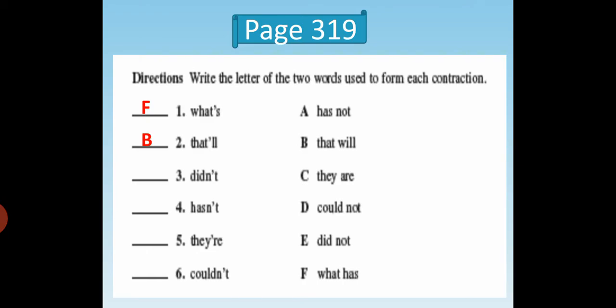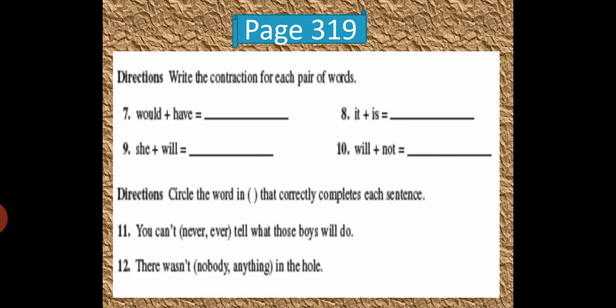Let's practice, guys. Directions: write the contractions for each pair of words. Number 7. Would plus have. We have two words here, guys. We have to combine them to make a contraction. So it's gonna be would've. I'll make the contraction for have as I said before, so it's gonna be apostrophe VE. So the answer will be would've. Take care of the pronunciation.